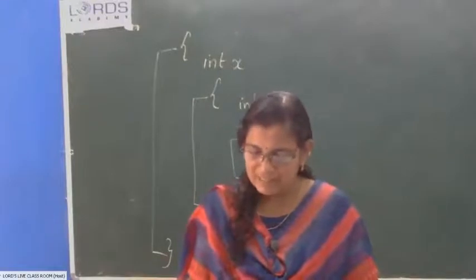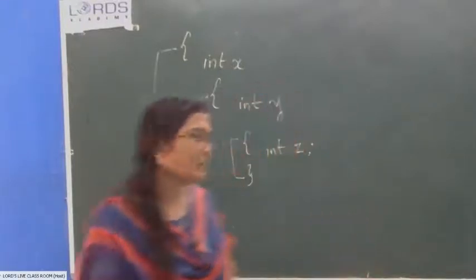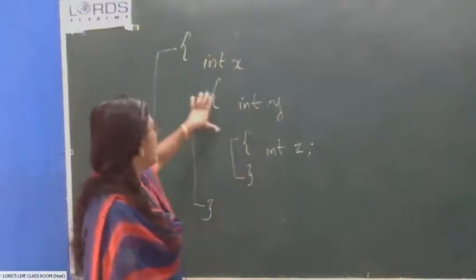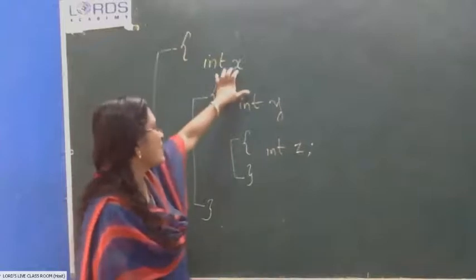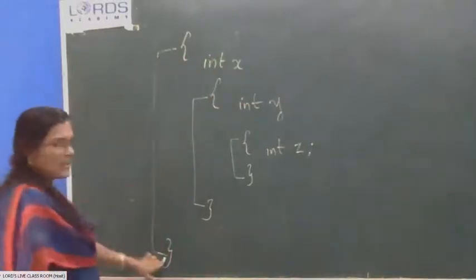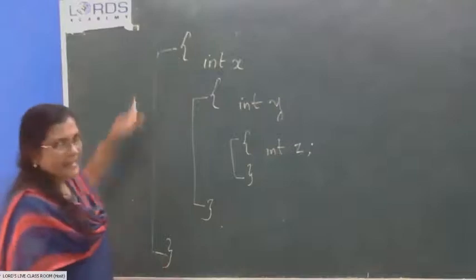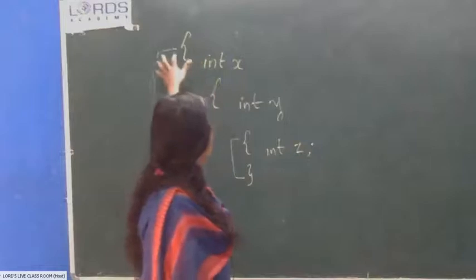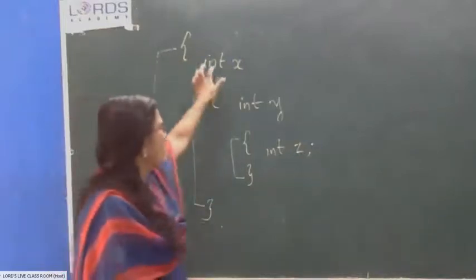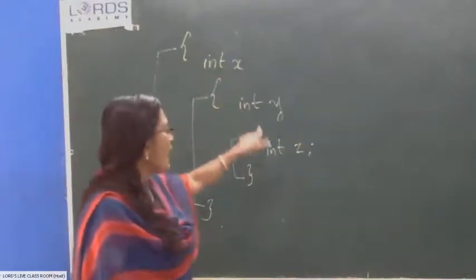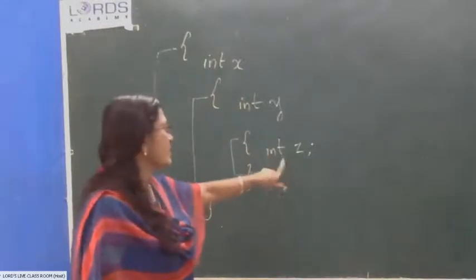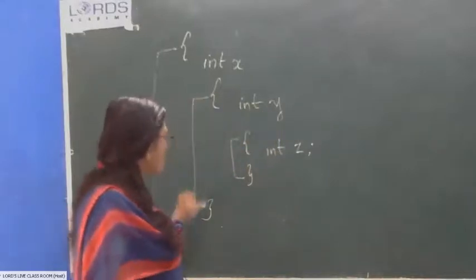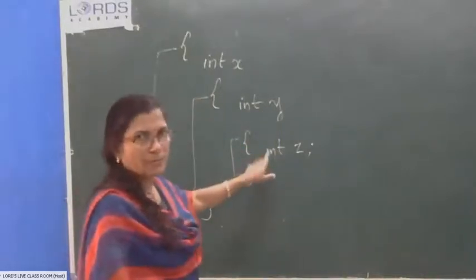A block represents a set of statements enclosed in curly braces. This is a local variable, local to this block. This is a local variable, local to this block. This is another local variable, local to this block. So, x is available in this block. That means x is available to this block, the nested block, and the innermost block also. Whereas z is available only to the innermost block. Y is available to the outer block and to the inner block also.